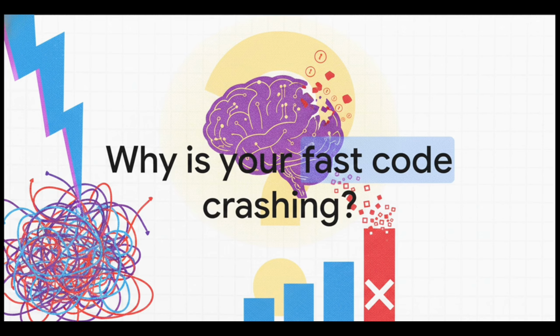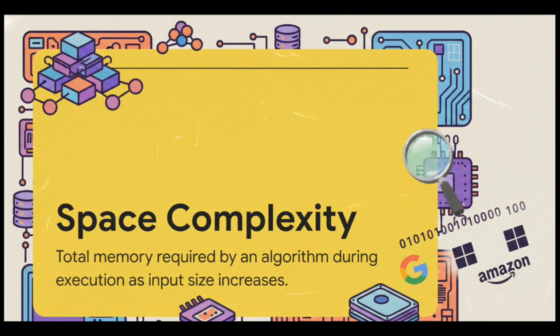You see, execution speed is really only half the battle. If your program is fast, but it literally eats up all your system's RAM, it's going to fail, period. And this brings us to our core concept for today, space complexity. In plain English, this is just the total amount of memory an algorithm needs to run, specifically as the input size grows. It basically measures the physical footprint of your program.